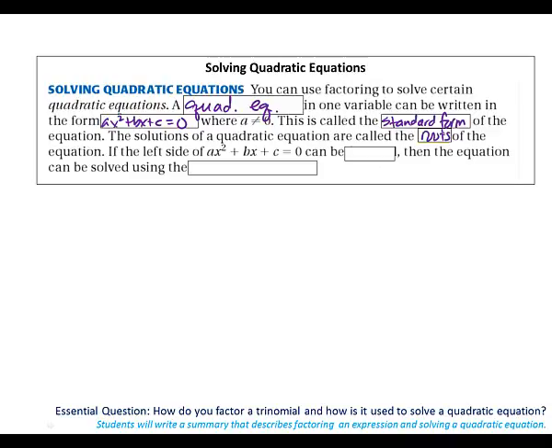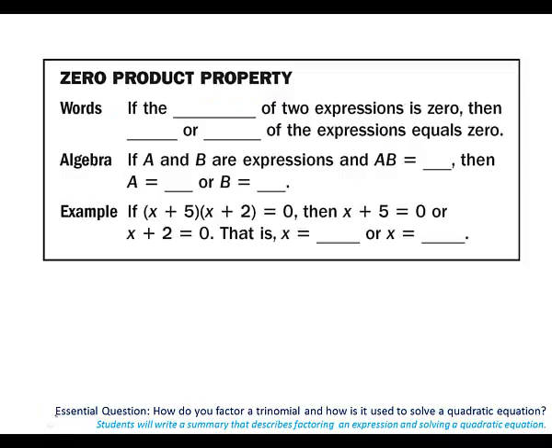If the left side of ax squared plus bx plus c equals 0 can be factored, then the equation can be solved using, and this is the next important set of terms I need you to know, zero product property. All right, so what on earth is the zero product property? That's the next box. This is the name that we give to taking two factors, setting them equal to 0, tearing them apart, and solving for them. That's the zero product property.